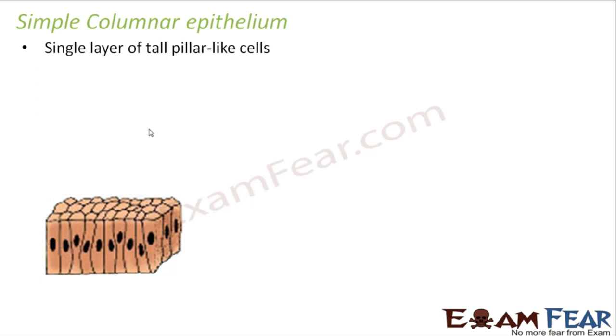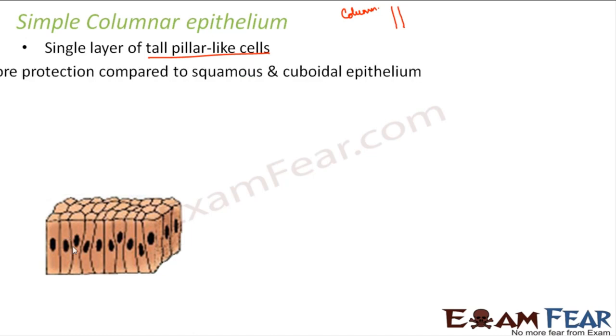So here again, as the name suggests, it is a single layer of tall pillar-like cells. The word columnar is derived from column. Column means something like this. We talk about rows and columns, right? Columns mean something which is tall, something which is like a pillar. So these are a single layer of tall pillar-like cells. You can see that clearly in this picture. You see they are tall cells, right?